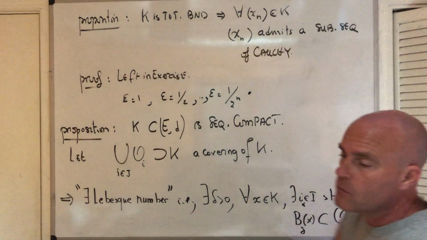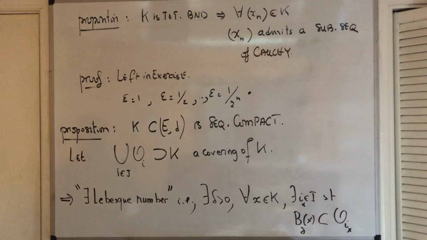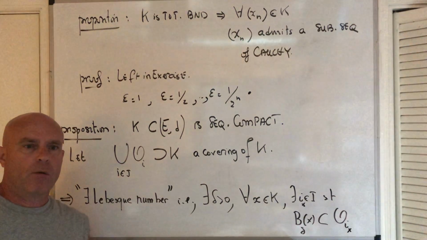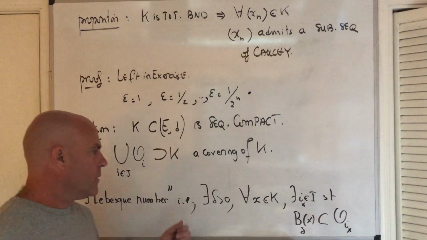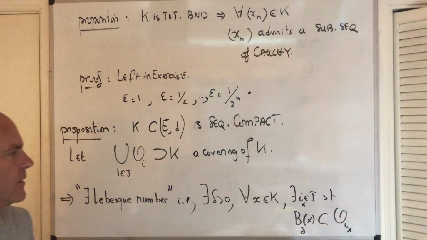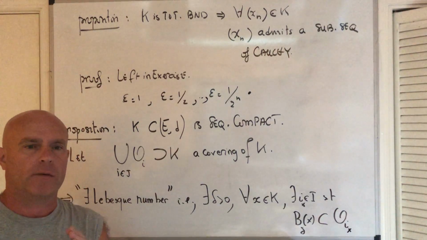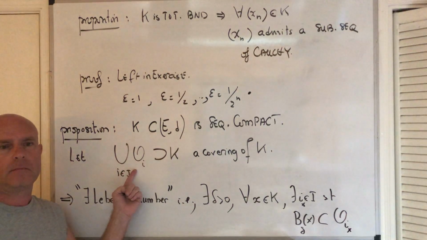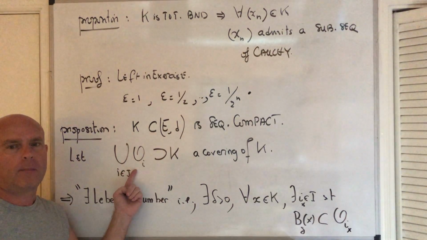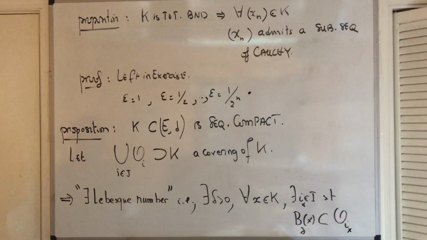So in other words, let me reformulate this in words that everybody will understand in a non-math way. Take a covering of a sequentially compact set. It tells you that there exists a radius delta such that, pick any point you want in K, the ball centered at this point and of radius delta is always included in at least one of those O_i. All right, so let's now prove this proposition.